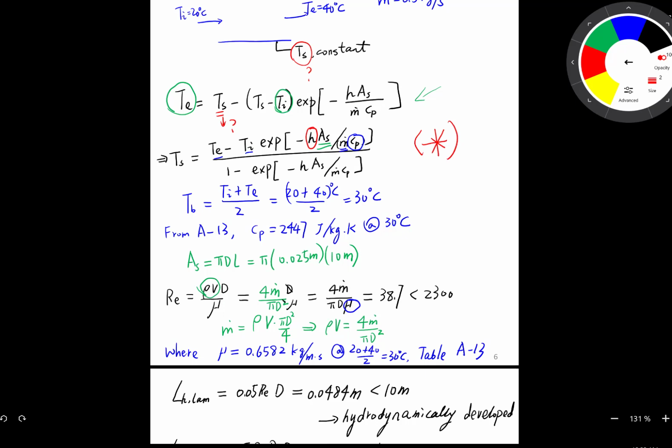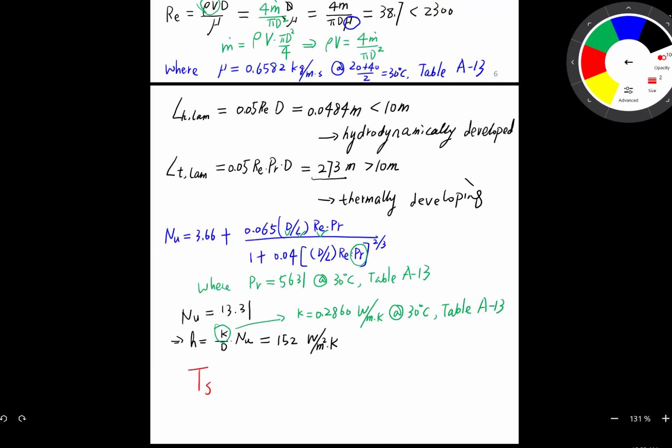We have already solved for h. We know As is pi dL. m is known. Cp is from the table. Ti and Te are known. So you can find Ts.